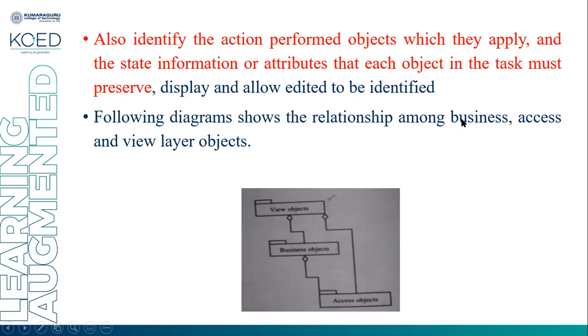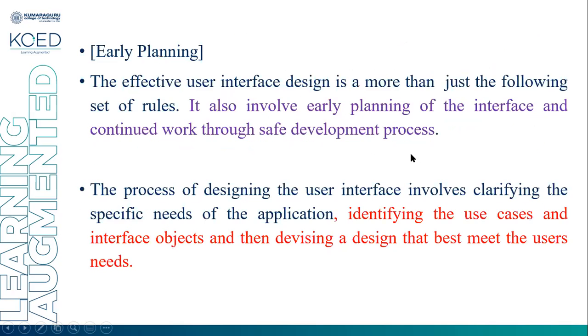The following diagram shows the relationship among the business, access, and view layer objects. The business layer objects become a part of the view layer objects, and the access layer objects also become a part of the view layer objects, as well as a part of the business objects. So this diagram represents the relationship among the business, access, and view layer objects.